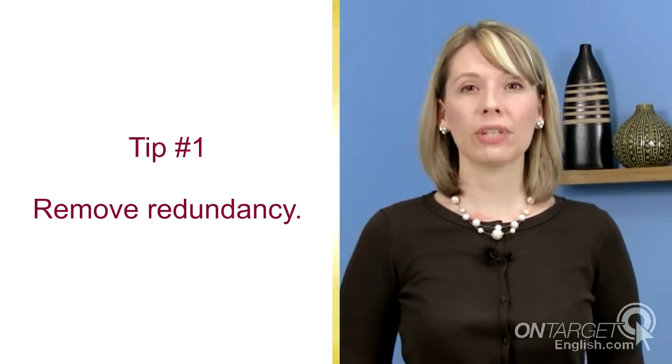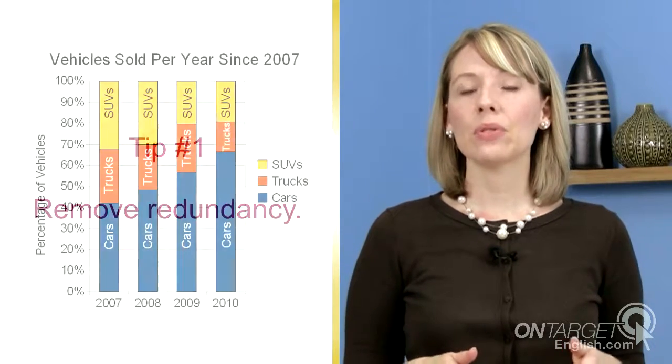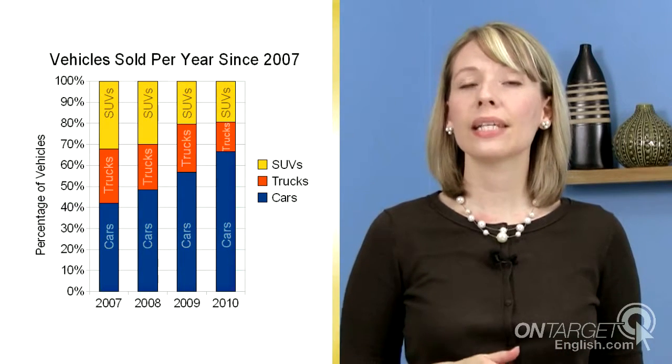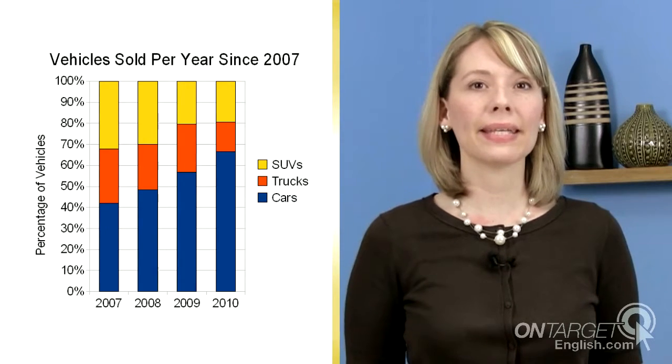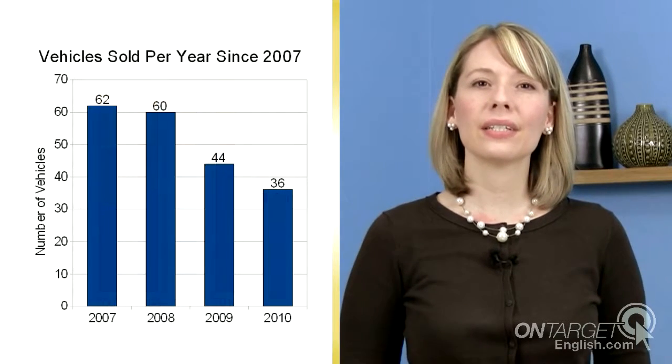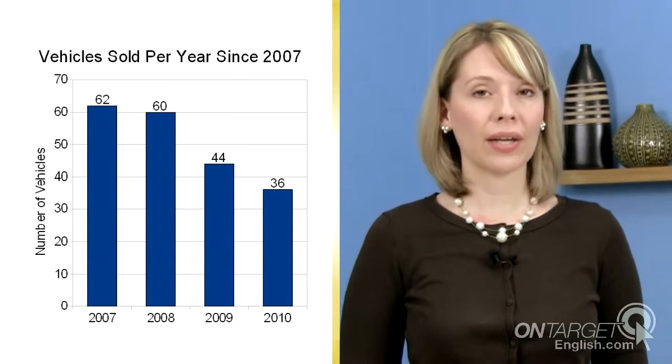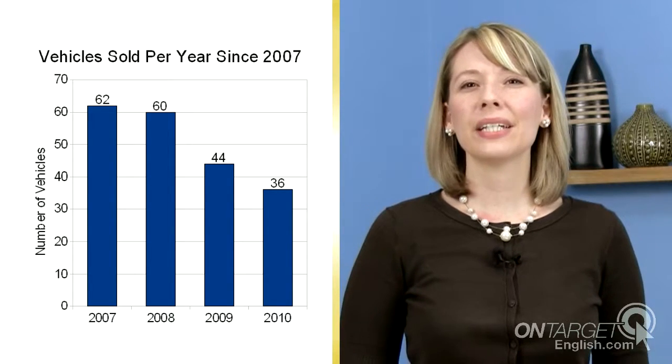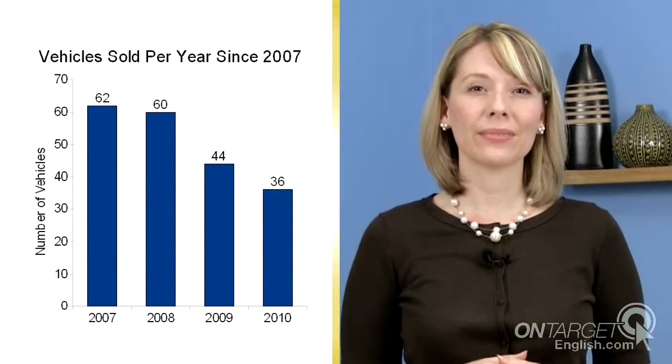First, remove redundancy. Omit the labels within the bars in this chart since the legend on the right-hand side makes them redundant. This chart does not need both grid lines and value labels. For the sake of simplicity, choose one or the other.